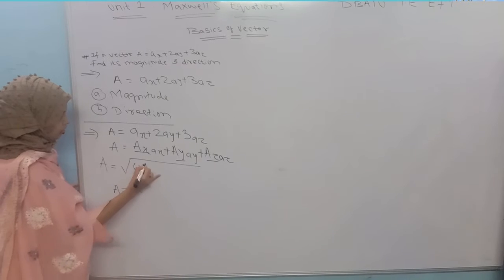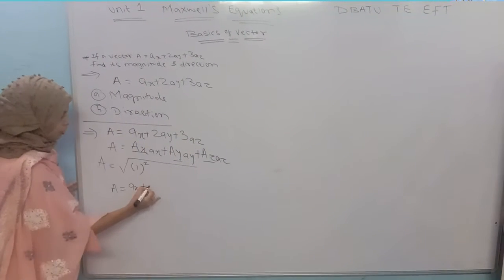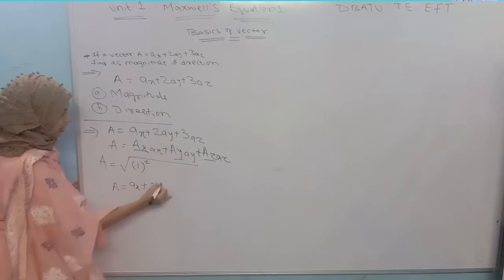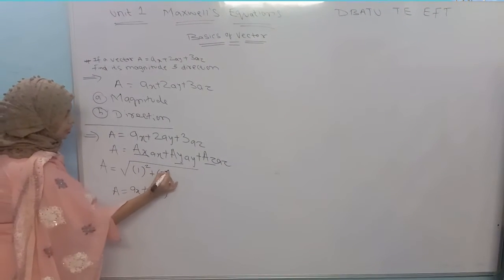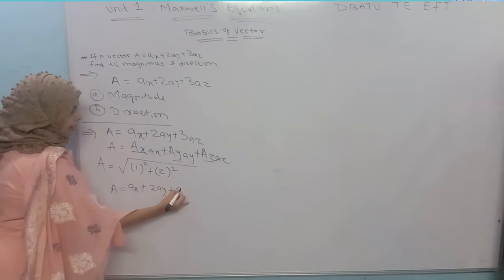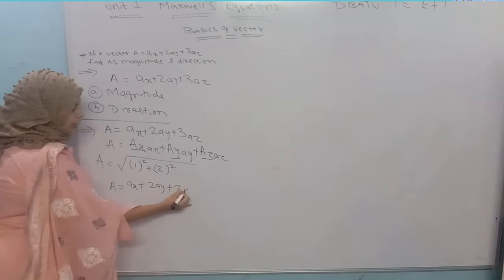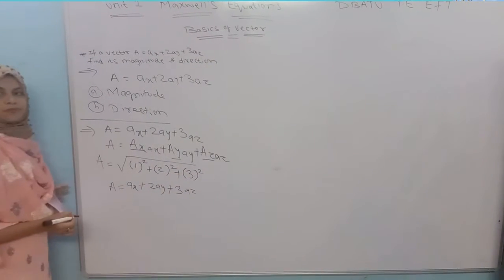What I can write? First term square. Similarly, what is the second one? What is the magnitude? That is nothing but 2. And what is the direction? Ay. But I am interested here only in the magnitude. It means second term square. Similarly, what is the third part? My magnitude is 3 and the direction is az. So I am here interested in 3.